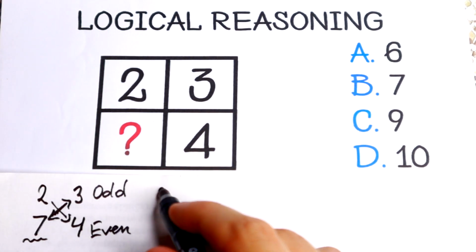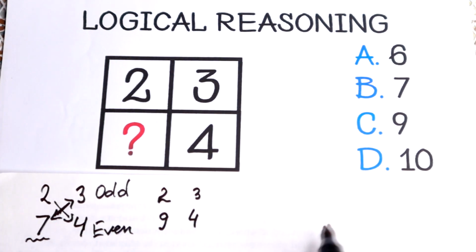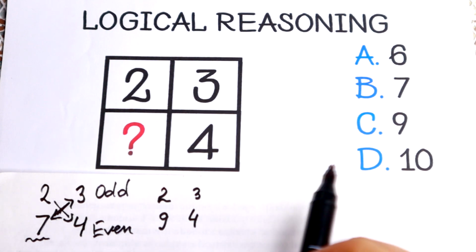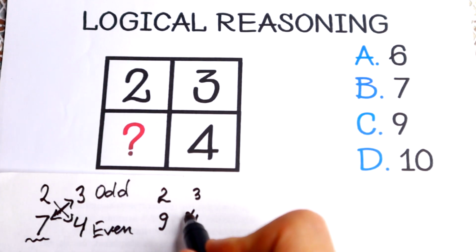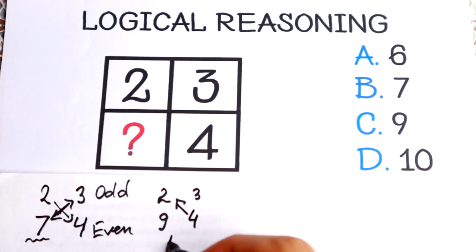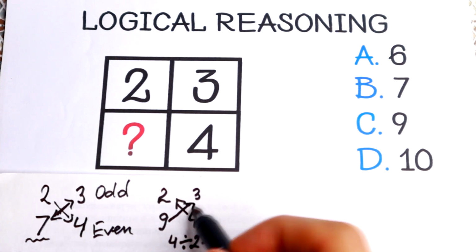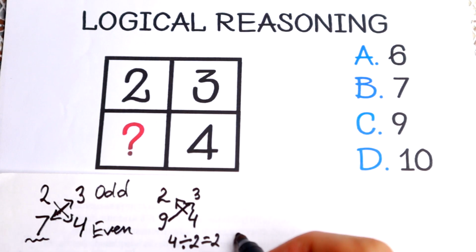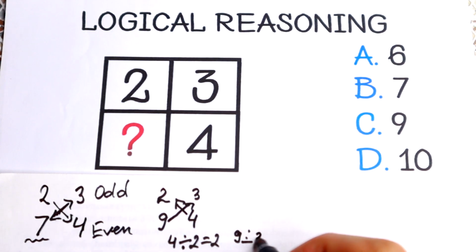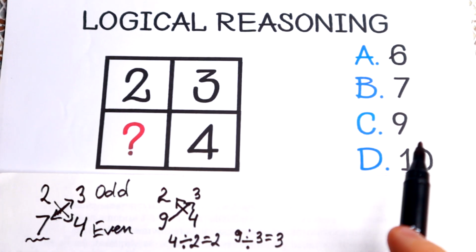So we have 2, 3, 4, and 9. As for me, I don't see any pattern between these numbers. The one and only pattern is that if we divide 4 by 2, we will have 2. So we can divide in this way. And if we divide 9 by 3, we will have 3. So this is the pattern between these numbers if we are talking about 9.